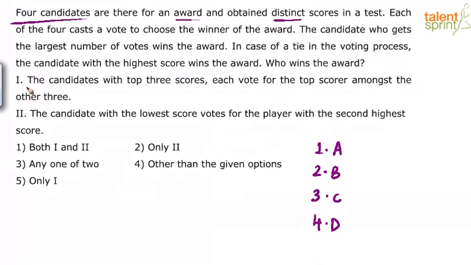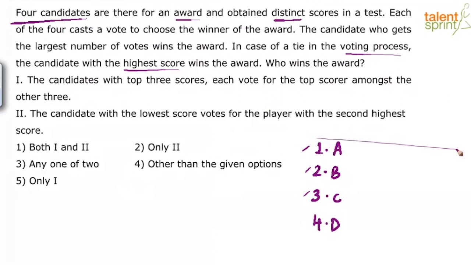So the first statement says, understand the question very clearly. If there is a tie in the voting process, then the candidate with the highest score will win the award. Now, what happens in statement 1? The candidates with the top 3 scores. Who are the candidates with the top 3 scores? A, B, and C. The candidates with the top 3 scores each vote for the top scorer amongst the other 3.